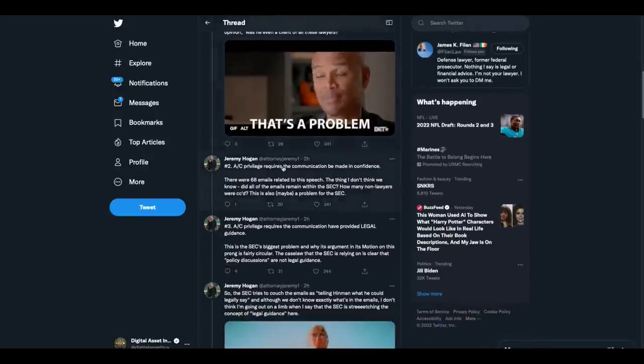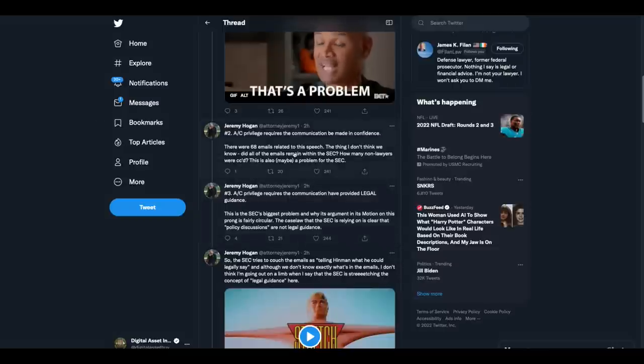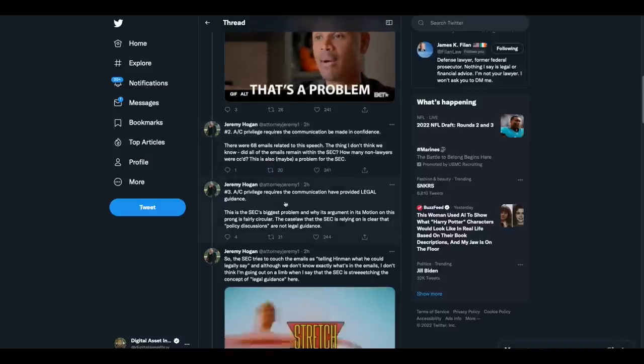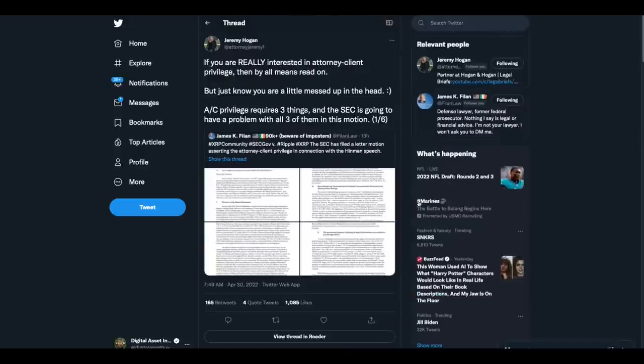Two, the privilege requires the communication be made in confidence. There were 68 emails related to this speech. The thing I don't think we know, did all of the emails remain within the SEC? How many non-lawyers were copied? This is also maybe a problem for the SEC. Attorney-client privilege requires the communication have provided legal guidance. This is SEC's biggest problem, and why its argument in this motion on the prong is fairly circular. The case law that the SEC is relying on is clear that the policy discussions are not legal guidance.